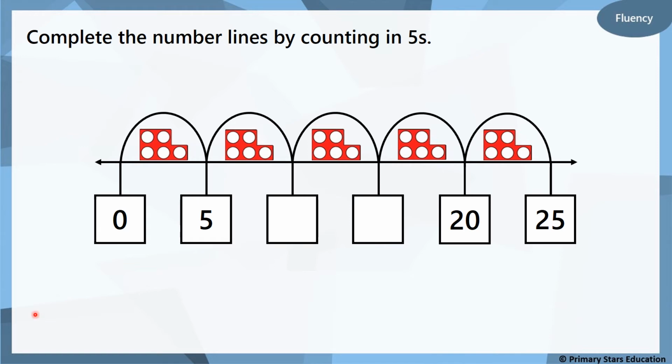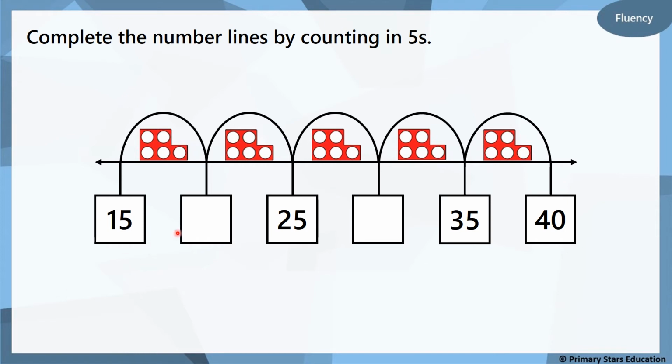Let's see if you got it right. 0, 5, what's going to be next? 10, what's going to be after that? 15, 20, 25. Brilliant. Let's try another.